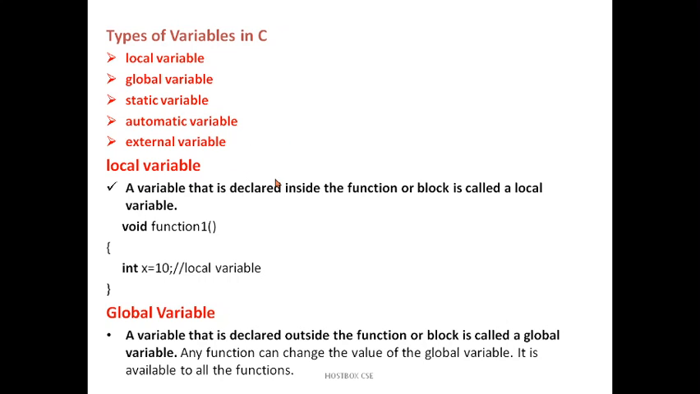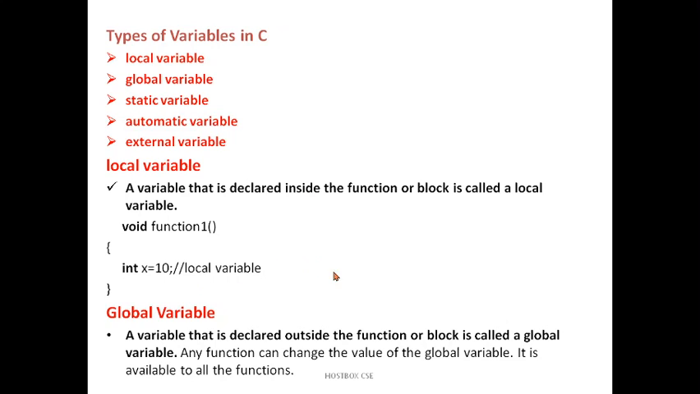First, local variable. What is a local variable? A variable that is declared inside a function or block is called a local variable. For example, we can say void function1, int x equal to 10. That is a local variable. So we can define it inside the program, at the start of void main, and so on. If you write int x equal to 10, the value of x will be 10 only. It's a fixed one. A local variable is a variable that is declared inside the function.